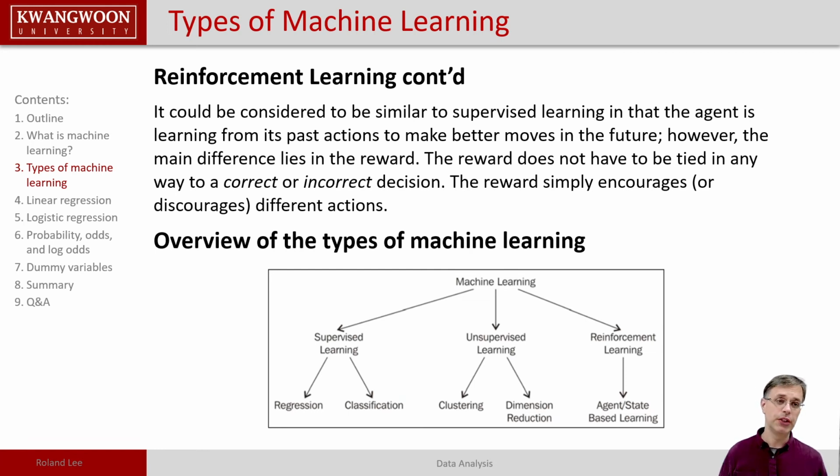Let's take an overview of the types of machine learning. So the three types again: machine learning, we see here supervised learning, unsupervised learning, and reinforcement learning. In supervised learning, we talk about regression and classification. And in unsupervised learning, clustering and dimension reduction. Just remember the two examples. And then agent and state-based learning, so reward-based learning.